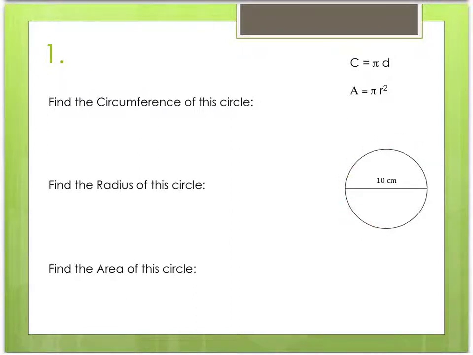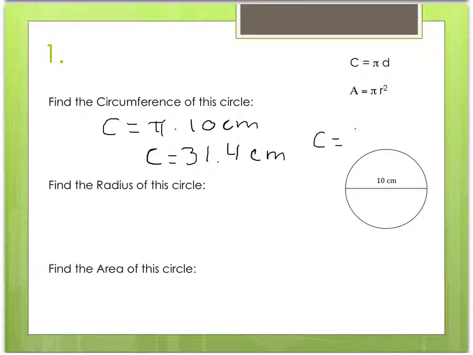In order to do this, we need to use the equation c equals pi times d, or circumference is equal to pi times diameter. And we know that our diameter is equal to 10 centimeters. So c is equal to pi times 10 centimeters, which gives us a circumference value equal to 31.4 centimeters. Now, because our diameter was given to us with no decimal places, we need to round down our circumference. So C is equal to 31 centimeters.